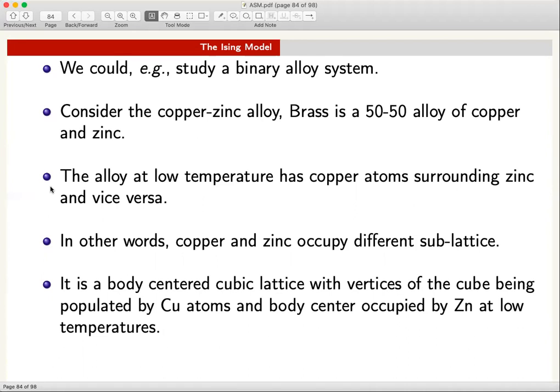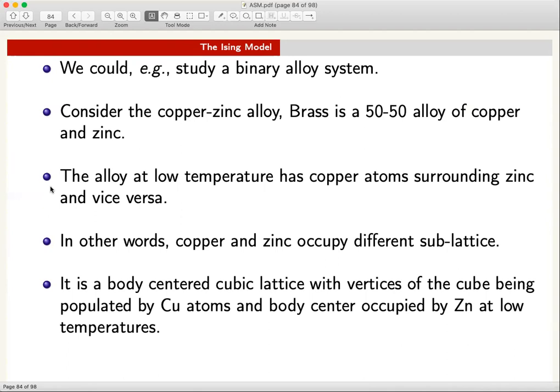Okay, so what it does is that it sits at the center of the cube. That kind of structure is called body center cubic lattice. If you look at every cube and put zinc at the center of it, then you would find that zinc itself forms a cubic lattice, and copper sits at the body center of that cubic lattice. So in that sense, the system is kind of symmetric.